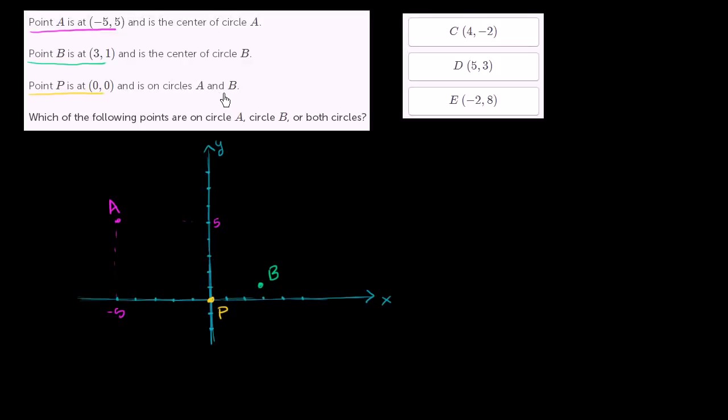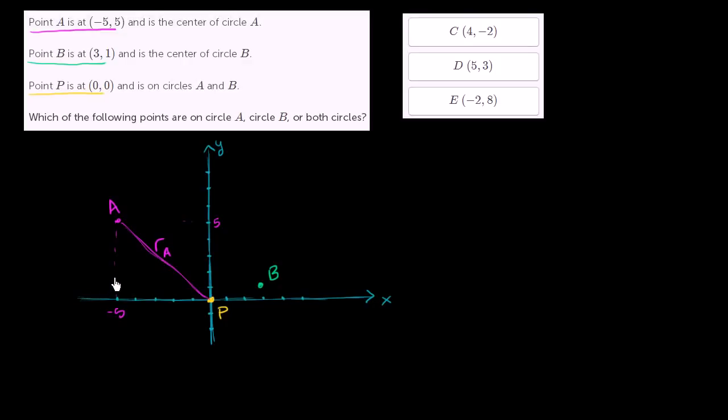Well, that's a big piece of information because that tells us if this is on both circles, then that means that this is B's radius away from the point B, from the center. And this tells us that it is circle A's radius away from its center, which is at point A. So let's figure out what those radii actually are. And so we can imagine, let me draw the radius for circle A. We now know, since P sits on it, that this could be considered the radius for circle A.